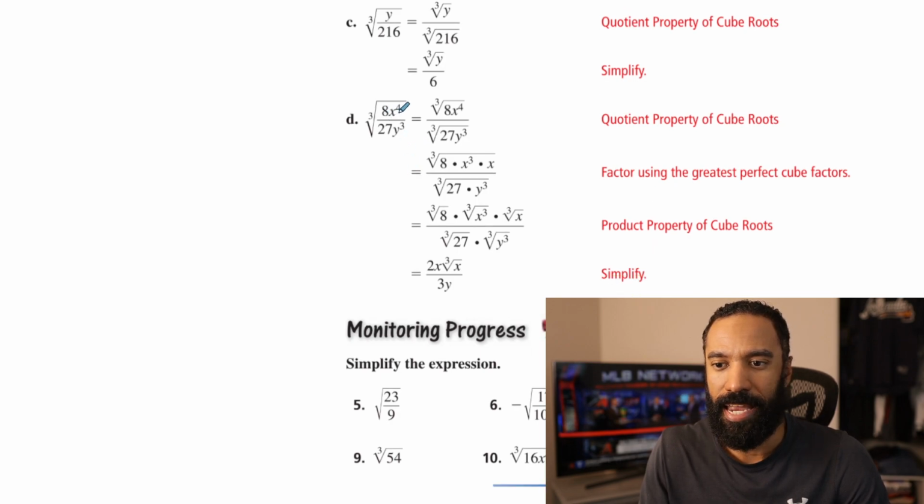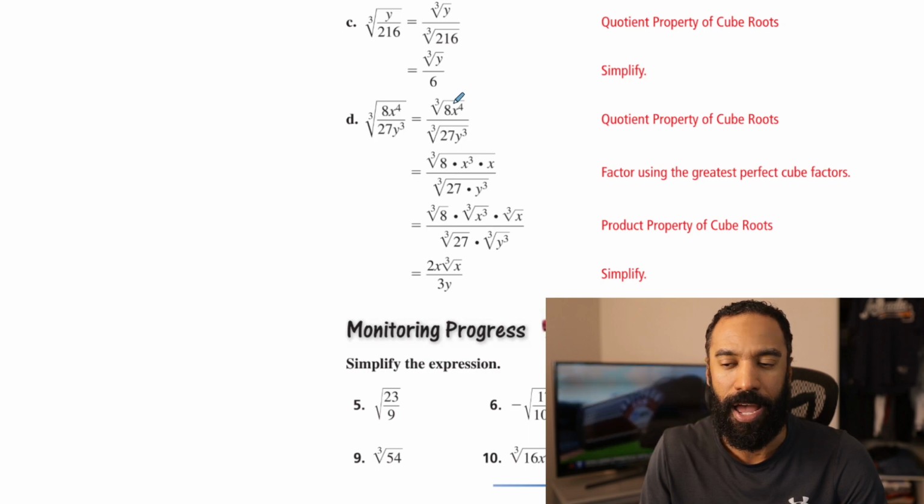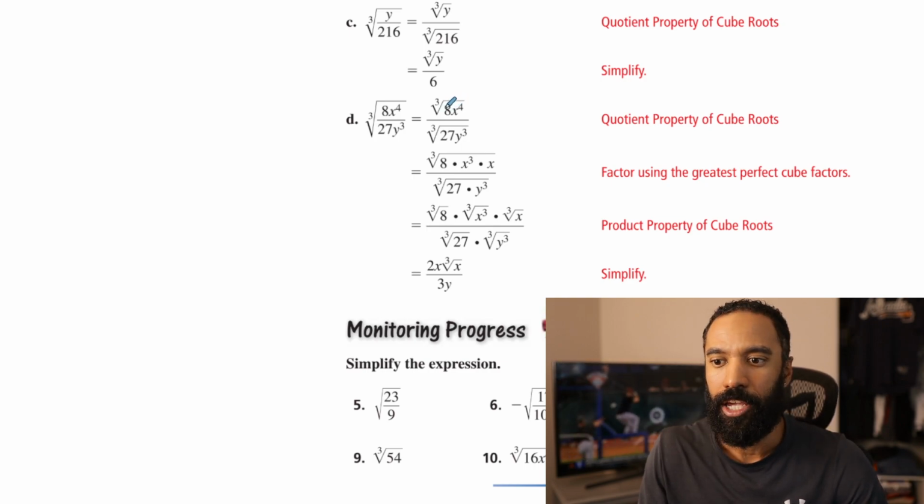Last one here, cube root of 8x to the 4th over 27y cubed. Again, treat numbers with numbers, variables with x's with x's, y's with y's, that kind of thing. Cube root of 8 is exactly 2. Cube root of 27 is exactly 3. Cube root of x to the 4th, let's break that up into x cubed times x.